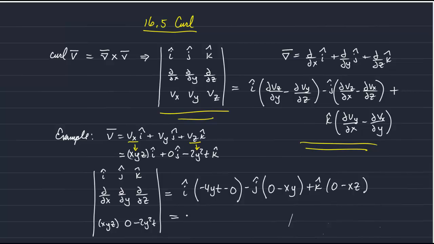And so the answer is minus 4yt i hat plus xy j hat, or I should say minus xz k hat. And again, as I mentioned before, the curl is always a vector property. And I'll explain in a minute why it tells you the magnitude and direction of angular velocity. In this particular case, every component of the curl varies in space, and the x component, the i hat component of the vorticity, varies also in time. Again, t was time.